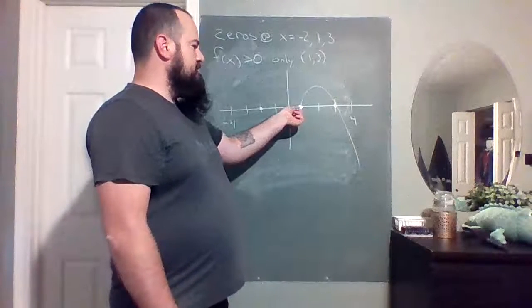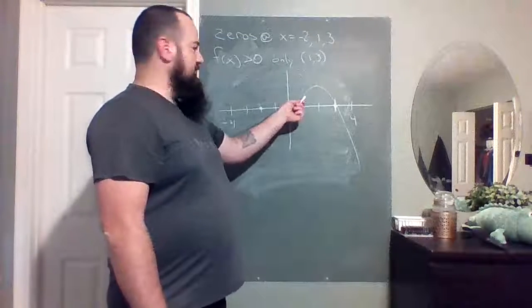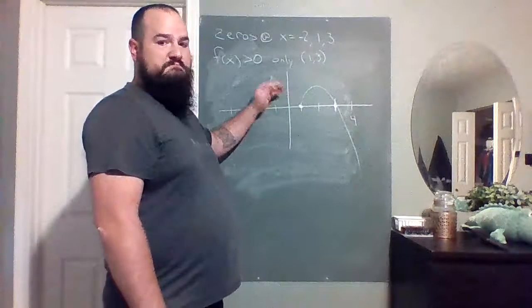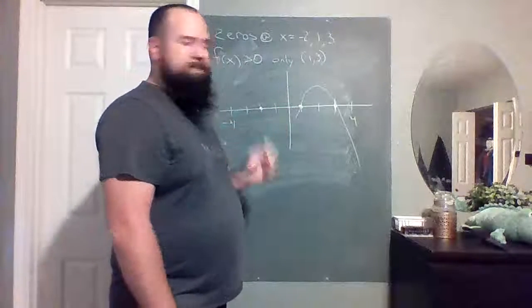So here, at 1, this either is going to go straight through or it's going to bounce off. If it bounced off, it would be above 0, in which case this condition would be broken. So this has to go down.